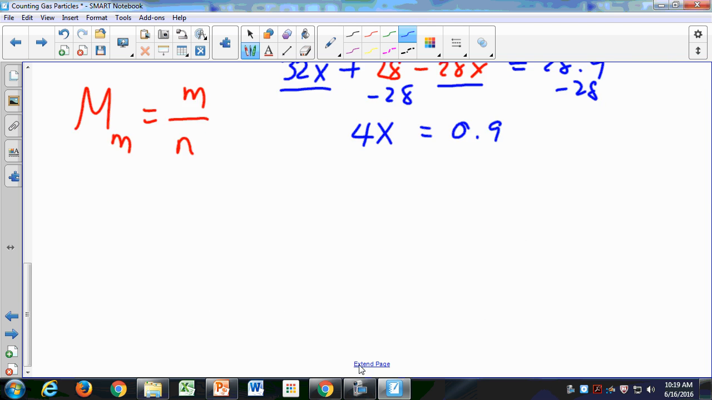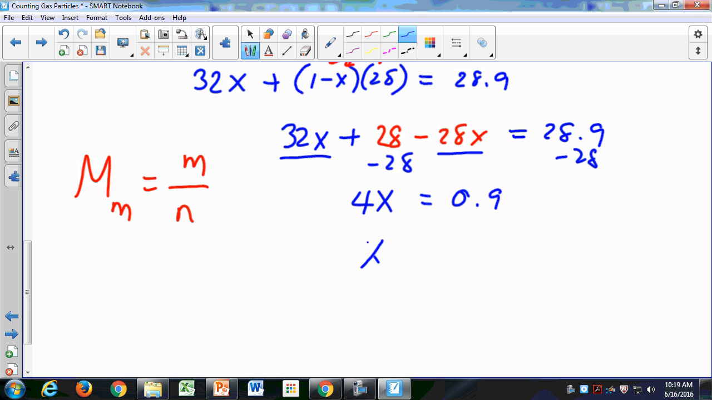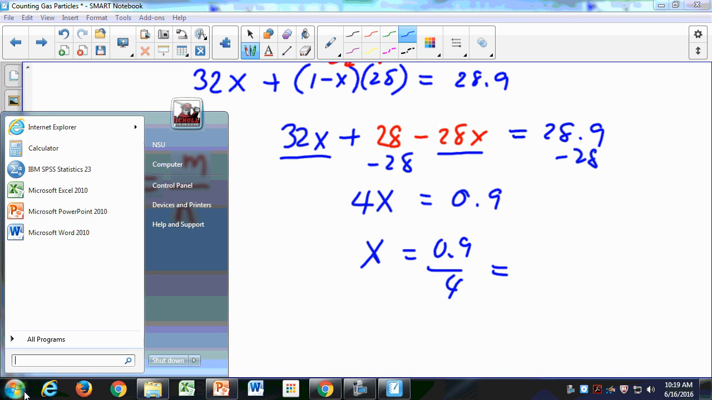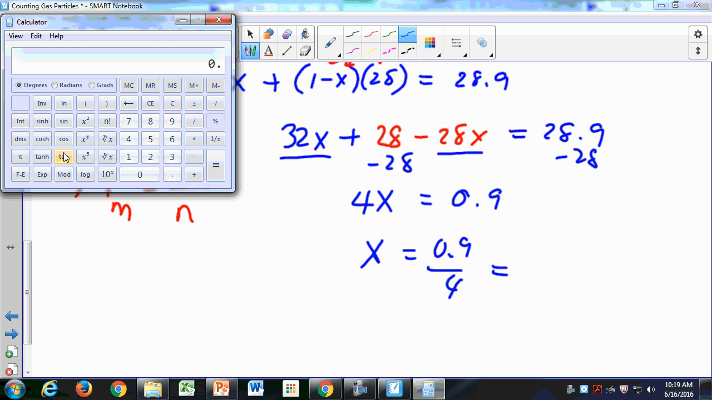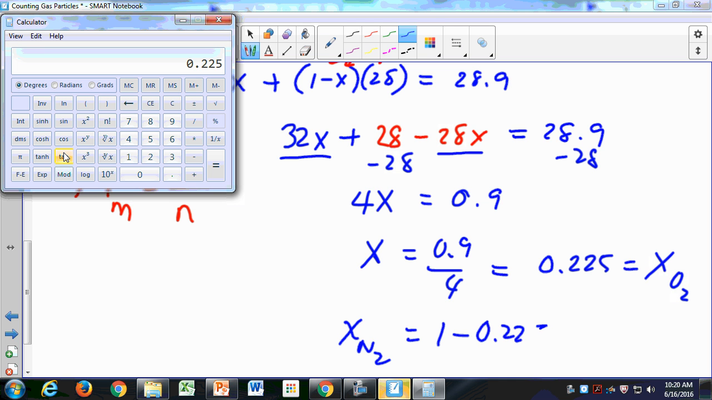So X in this case is going to be 0.9 over 4, and 0.9 over 4 is 0.225. So that's the mole fraction of oxygen. And the mole fraction of nitrogen will just be 1 minus 0.225, which is 0.775.